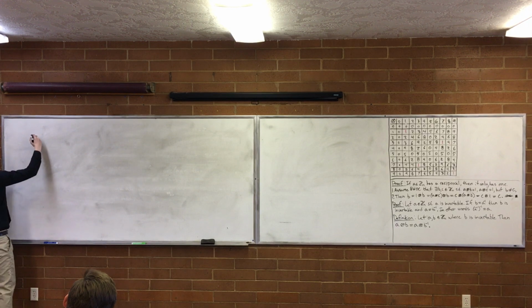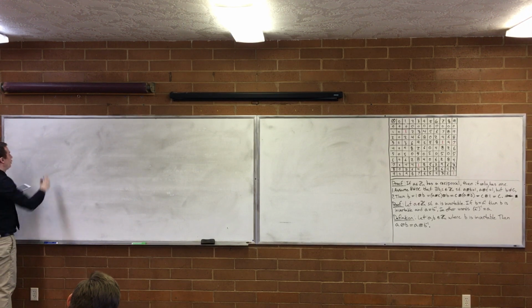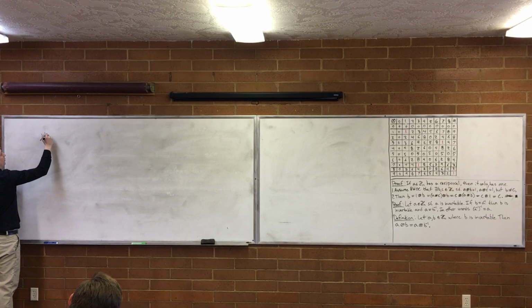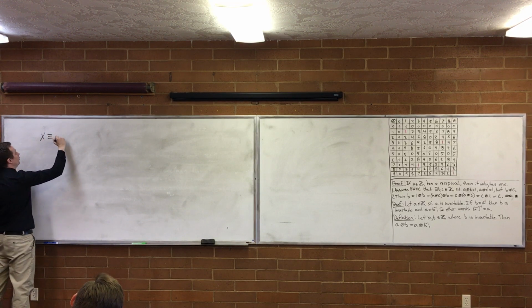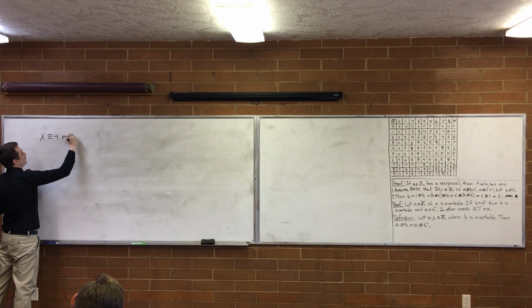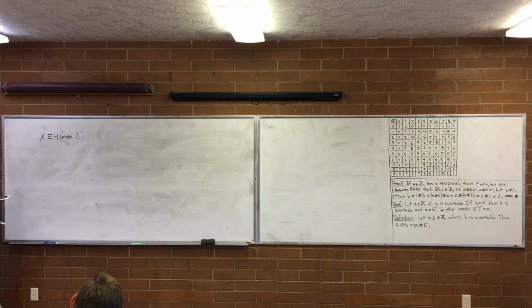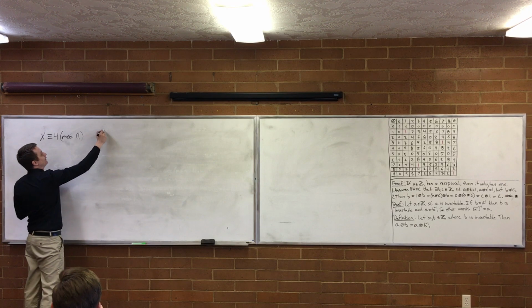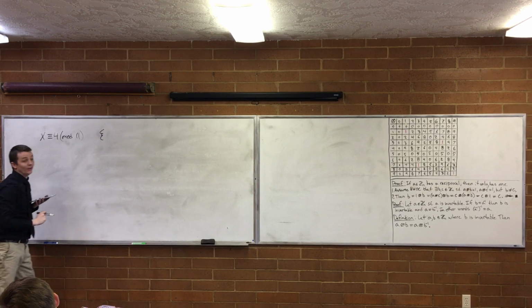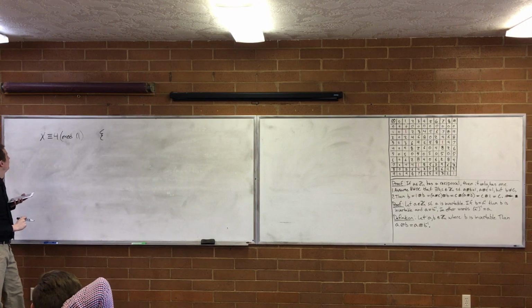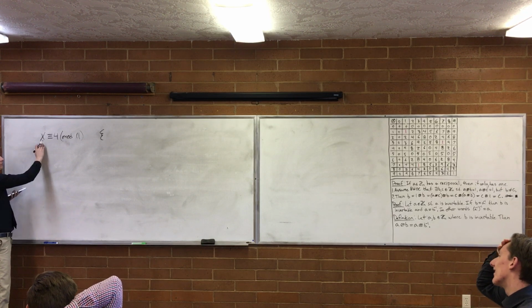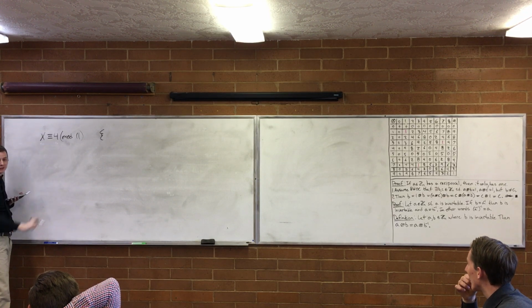Let me write it up. So let's start out with a simple equation. What are the solutions to x congruent to 4 mod 11? All the solutions. Give me one solution right out the door. Give me one number that is for sure equivalent to 4 mod 11.